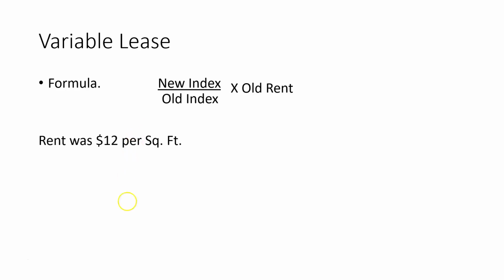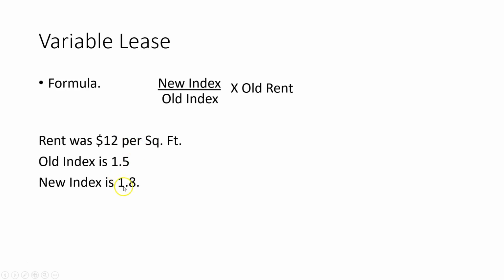And in the question it says the rent is, or was rather, $12 per square foot. The old index was 1.5 and the new index is 1.8. So what we've done is basically increased our index from 1.5 to 1.8. That gives us a certain percentage increase. We need to apply that percentage increase to that $12 per square foot.